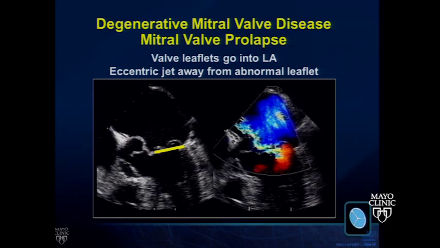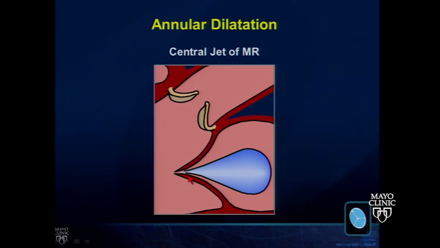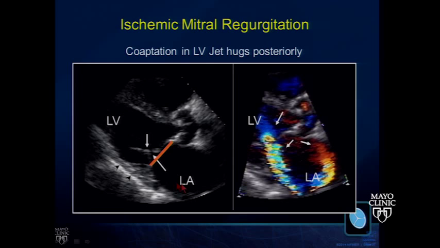In terms of what causes it, remember that in degenerative mitral valve disease, so for instance, you've got prolapse here of the posterior leaflet, the jet will go away from the leaflet. In patients who have annular dilatation, there'll be a central jet of mitral regurgitation, also seen in rheumatic disease. And in patients who have ischemic disease, in which there's retraction and tenting of the posterior leaflet, there'll be a jet that hugs posteriorly. So the jet itself, as well as the morphology of the valve, will tell you the etiology of the regurgitation, which is going to be very important in distinguishing primary versus secondary and what to do with the patient.